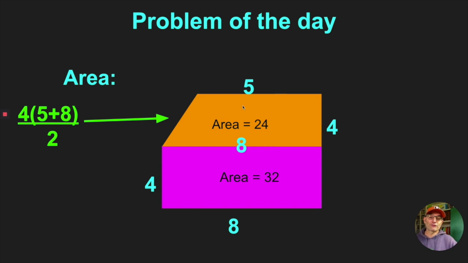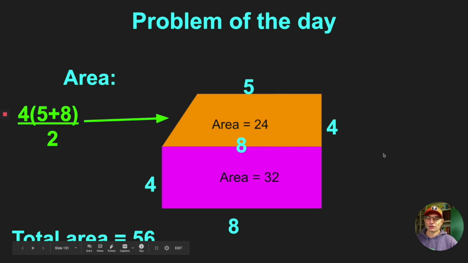So now we have two areas on here. We have the area of the trapezoid, which is 24, and the area of the rectangle, which is 32. So to find the area of the whole shape, we have to add them together, and we get total area is 56 square units. Got it? Cool. Let's try another one.